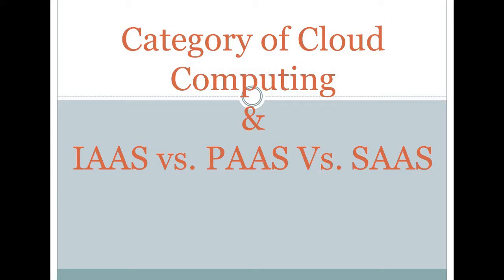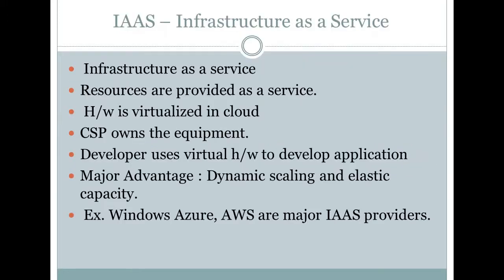That means infrastructure is provided as a service. Platform as a service means a platform can be provided as a service, where platform means an integrated environment, the hardware plus software tools, where you can develop the application. And SaaS means software as a service, where we provide the software as a service. Now we will go for infrastructure as a service.